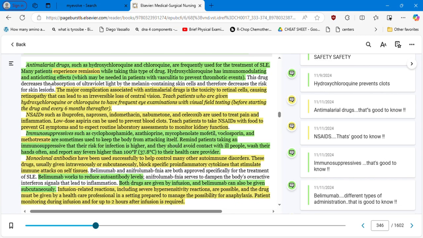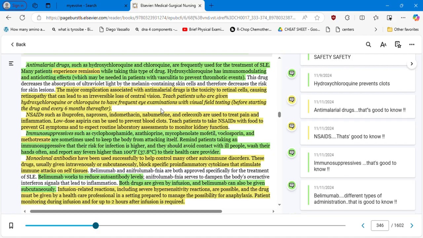Now we also have antimalarial drugs such as hydroxychloroquine and chloroquine that are frequently used for SLE. Many patients experience remission while taking this drug, and hydroxychloroquine has immunomodulating and anti-clotting effects, which may be needed in patients with vasculitis to prevent thrombotic events. And remember, SLE also affects your vascular system, right? Your blood and your arteries. So vasculitis is one of the symptoms, and hydroxychloroquine prevents clots, which is very good to know.